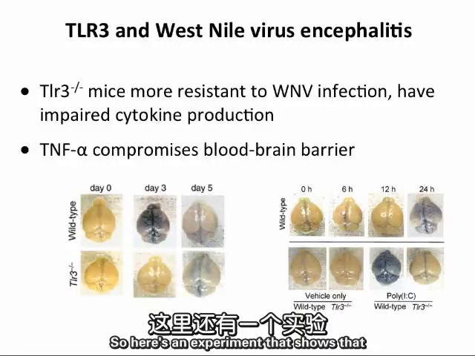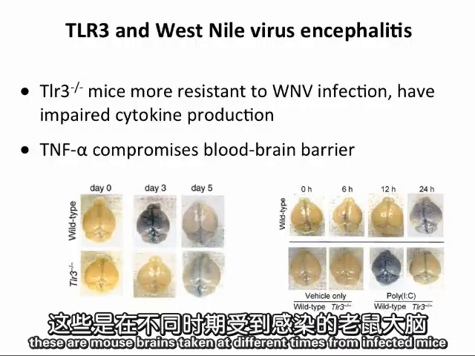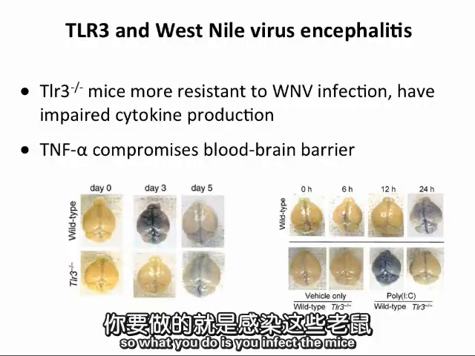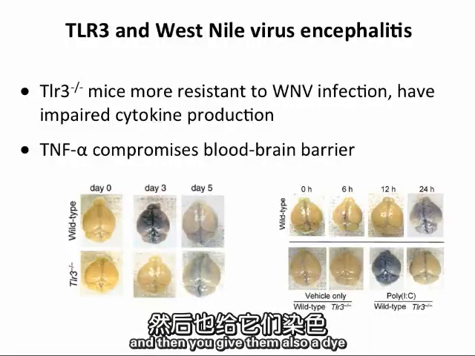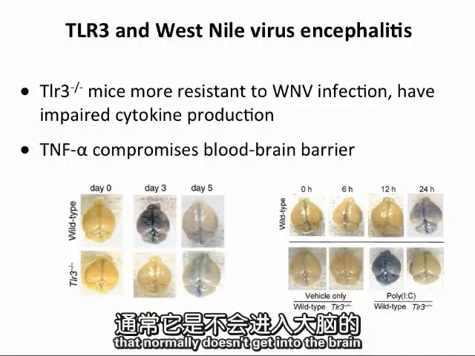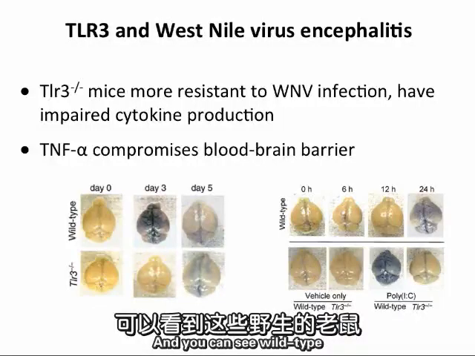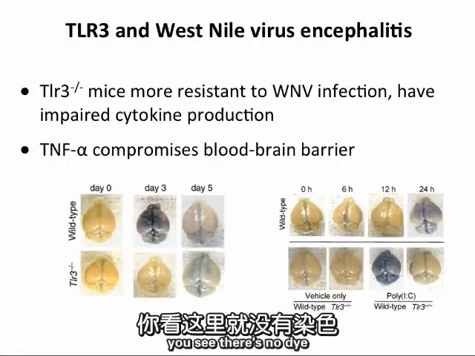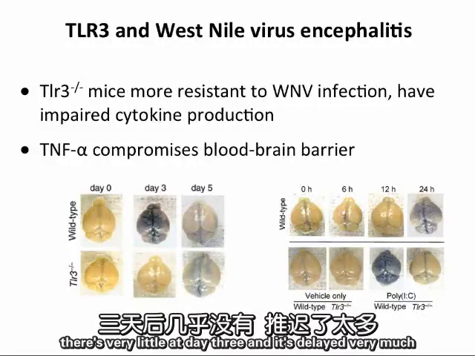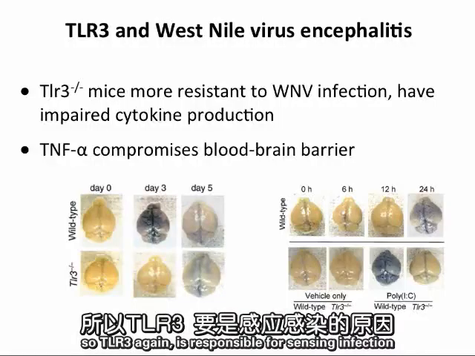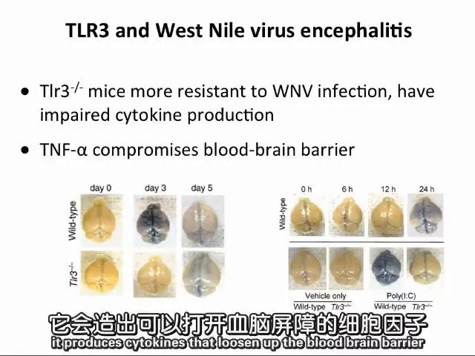So here's an experiment that shows that. These are mouse brains taken at different times from infected mice. So what you do is you infect the mice, and then you give them also a dye that normally doesn't get into the brain unless the permeability is altered by TNF. And you can see wild type by day 3, the brain is blue. That's the dye getting into the brain. If you do a TLR3 knockout, you see there's no dye or very little at day 3, and it's delayed very much. So TLR3, again, is responsible for sensing infection. It produces cytokines that loosen up the blood-brain barrier.